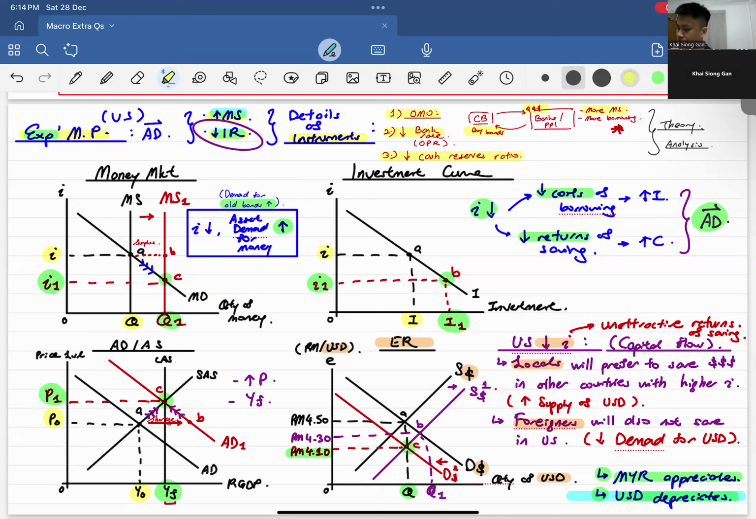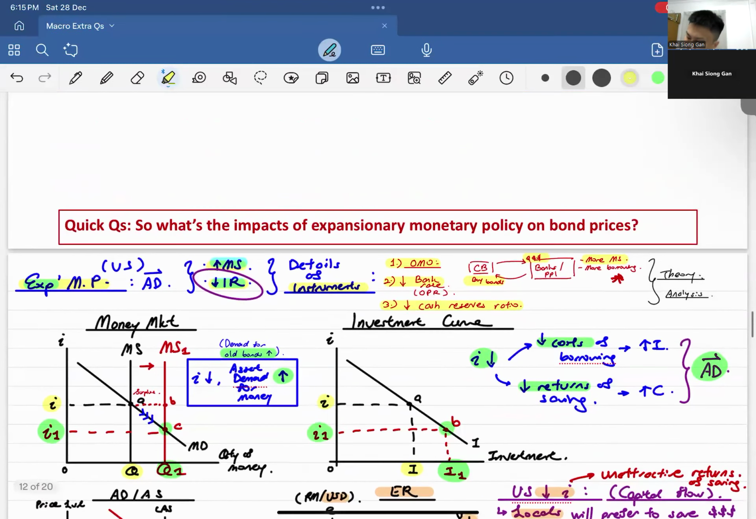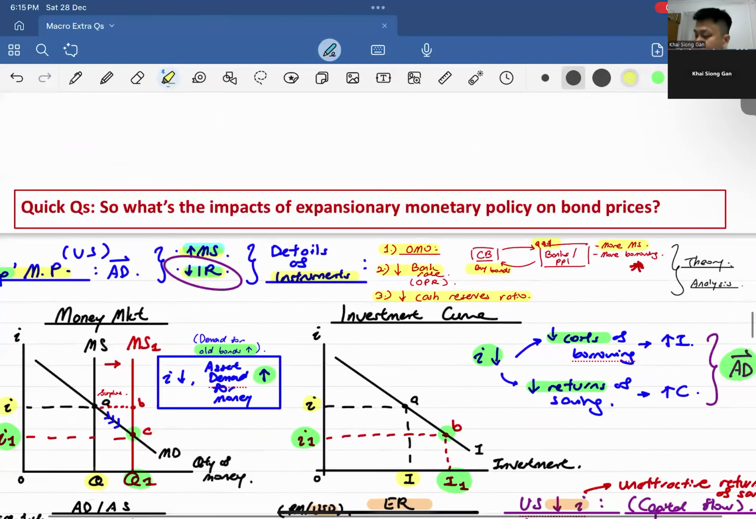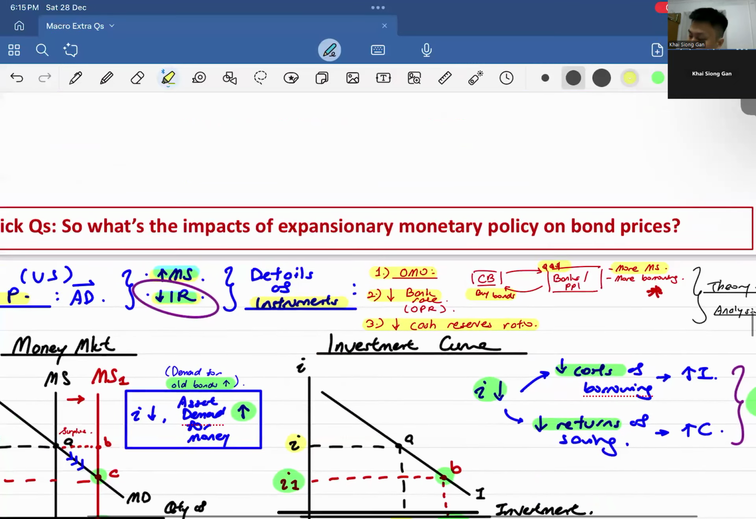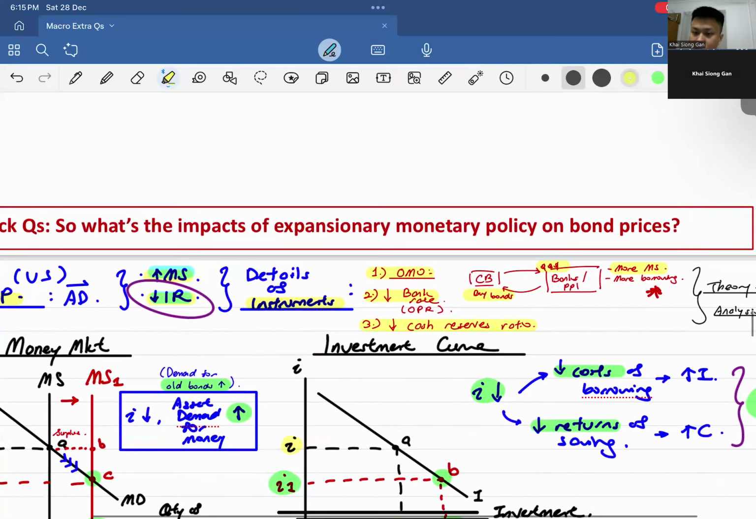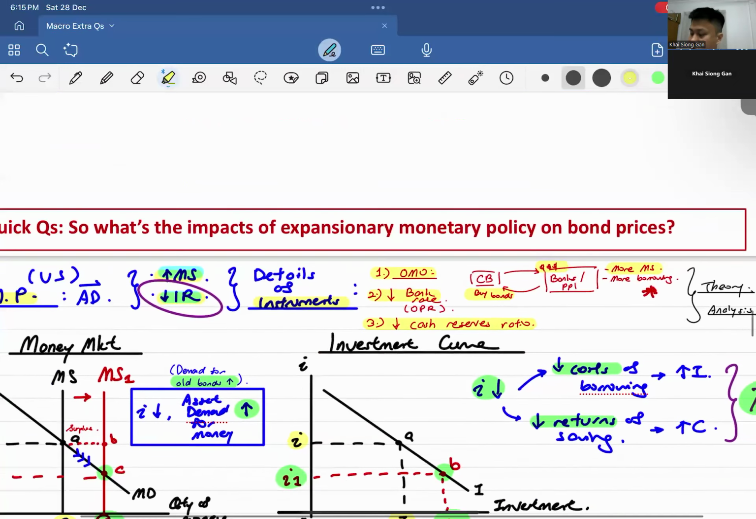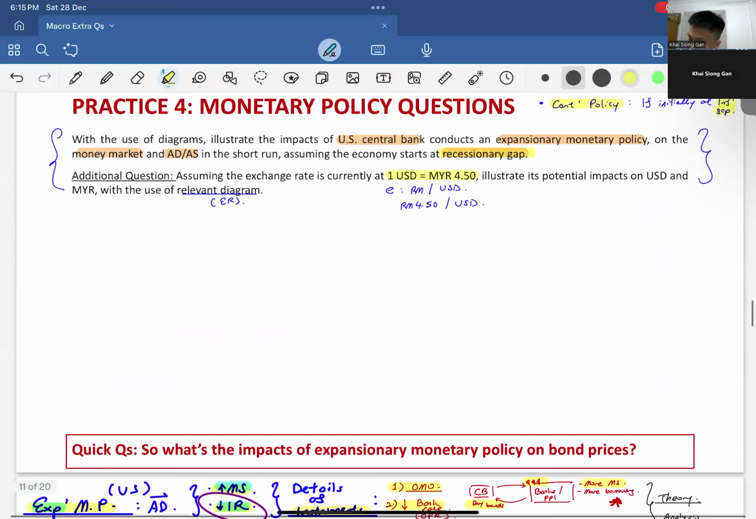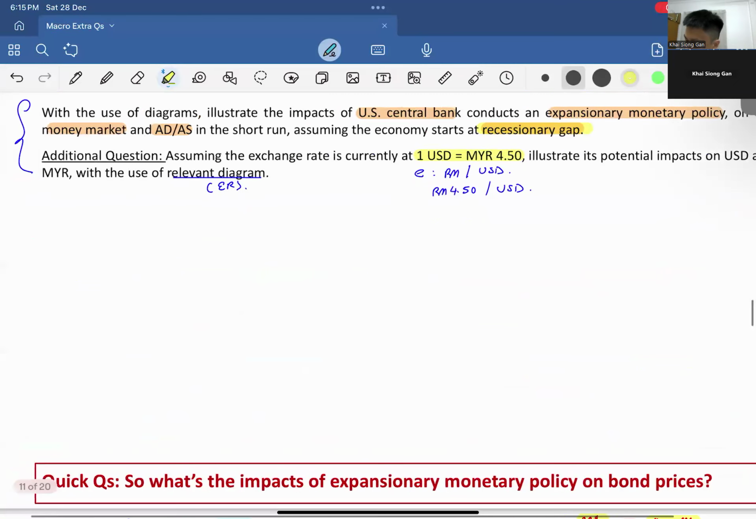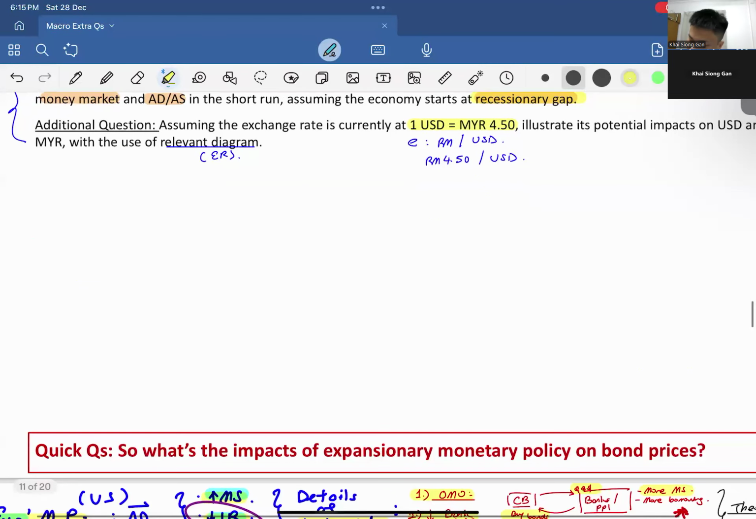Okay, so now we are done with this question. Let's say I would like to ask a theory question. I ask, what's the impact of expansionary monetary policy on bond prices? Bond over here refers to the existing bond, or what we call old bond. Let's say assuming this is a theory question, what you should write. Let's say I use the space over here to write. So let's answer this question together.